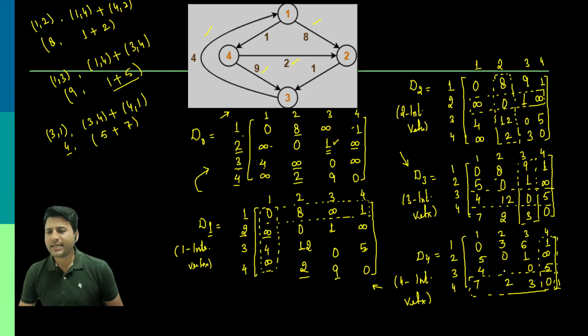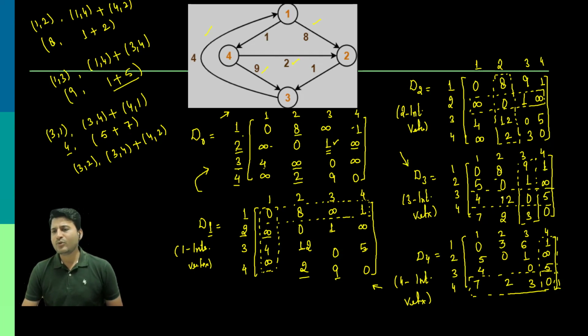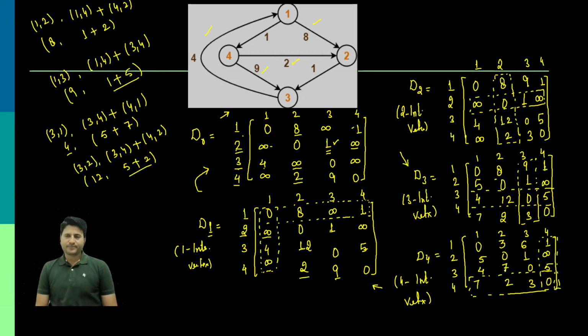Finally, the last entry, 3 to 2. So how do we write 3 to 2? Insert vertex number 4 between them and it will look like this. 3 to 2 is 12 in your D3. 3 to 4 is 5 and 4 to 2 is 2. Between 12 and 7, the minimum is 7. So that entry comes out as 7.